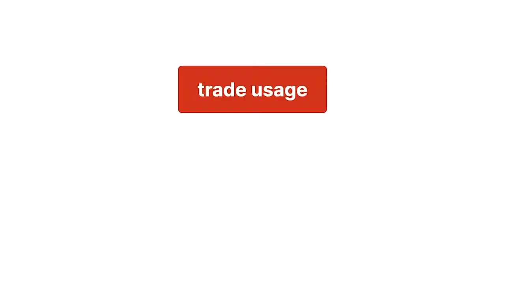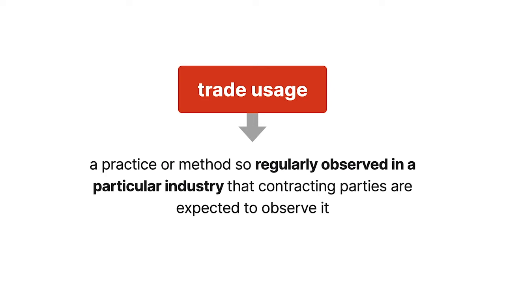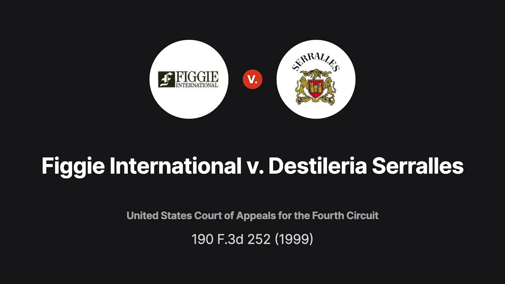Trade usage is defined as a practice or method that's so regularly observed in a particular industry that contracting parties are expected to observe it. In Figgie International, Incorporated versus Destileria Serralles, Incorporated, we explore whether trade usage can provide an exclusive remedy in the event a sales contract is breached.